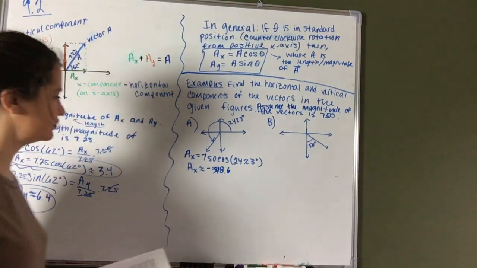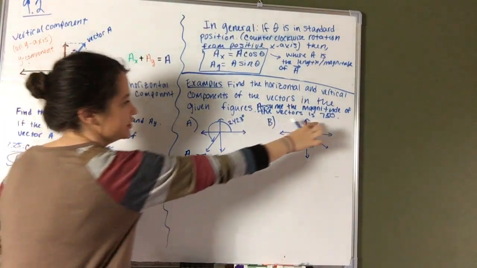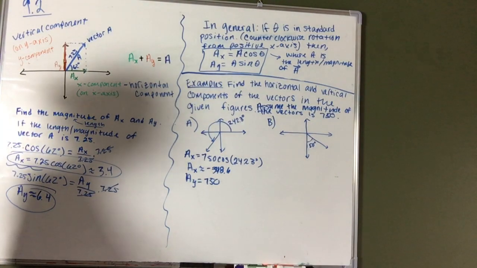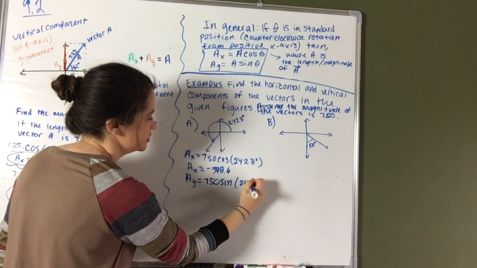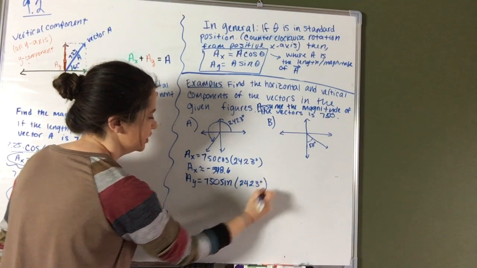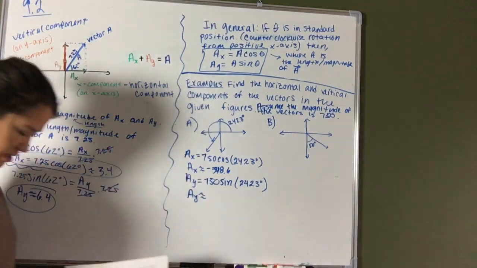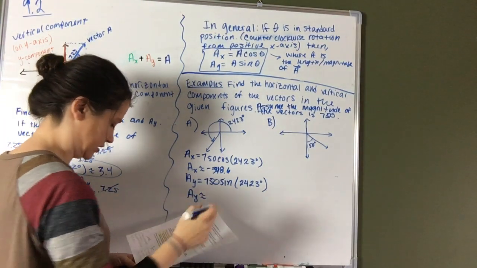348.6. Okay, and then to find the y component, we take, again, the length of the vector, which is 750, and this time multiply it by sine of our angle in standard position, which is 242.3 again. Type this into your calculator, and you'll get approximately negative 664.